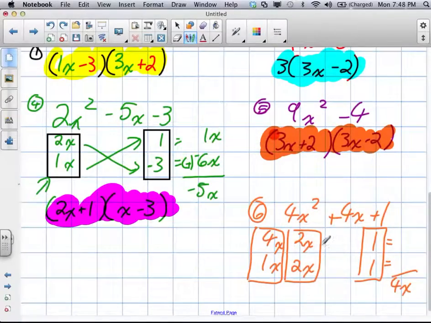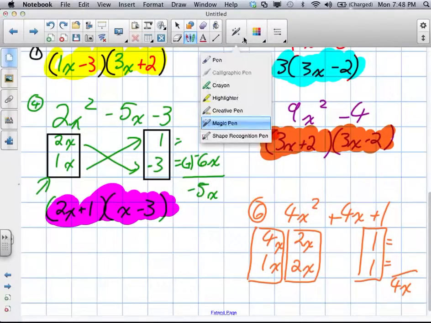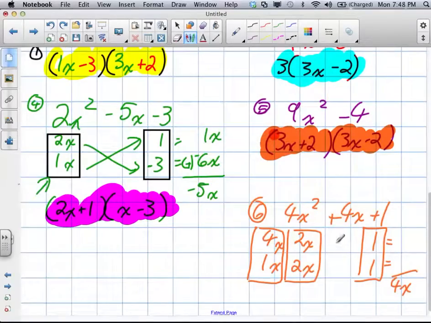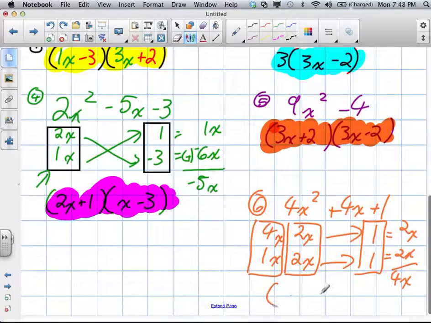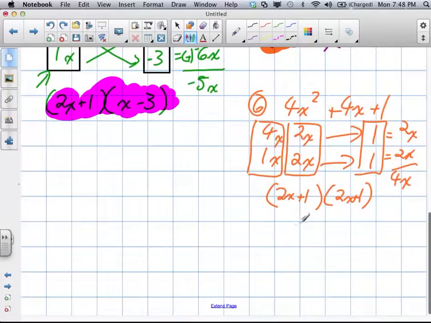Let's use the second column. Okay. And what's the second column going to give us? It doesn't matter, because they're the same. Good. So it's going to work? So what's my factored form? 2x plus 1, 2x plus 1. So it's 2x plus 1 squared. Good. Excellent.